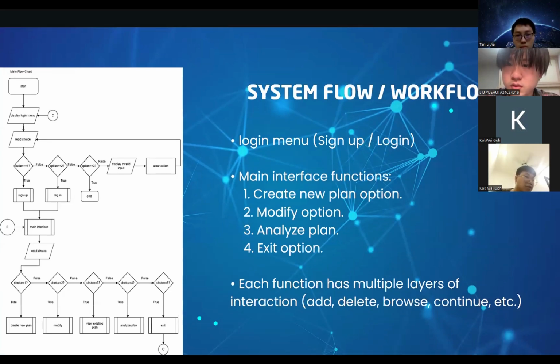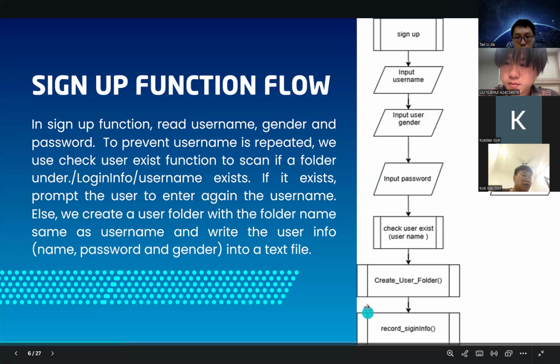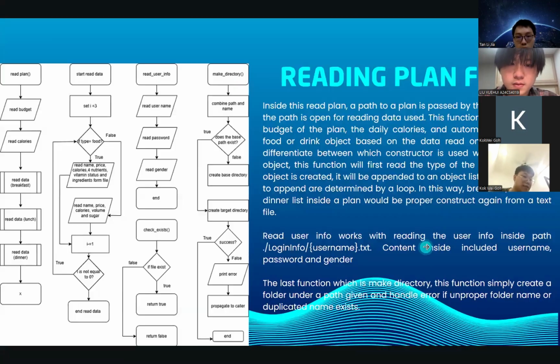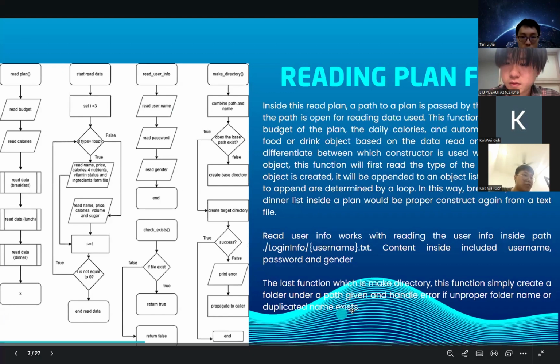So this one is the login menu flowchart. We have basically four functions: create new plan, modify, analyze, and exit. For the sign up system, we are going to get three pieces of info from users: username, gender, and password. The next thing is we will check whether the username exists or not. From the flowchart, we will create a user folder for each new user.